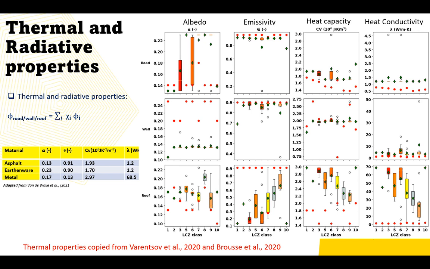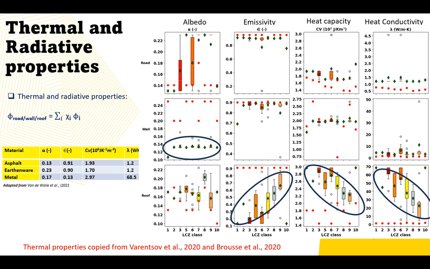So the red dots are the average thermal properties we have in the Weather Research and Forecasting model, which is also copied from Berensov and Brosser. Basically, we observe that most of our parameters are either far below or higher than the generic pattern. For example, the emissivity of the roof is far lower than the generic pattern, and the albedo of the wall is also very low.